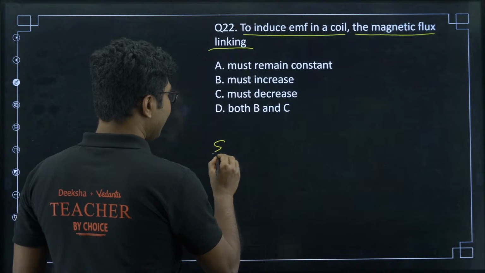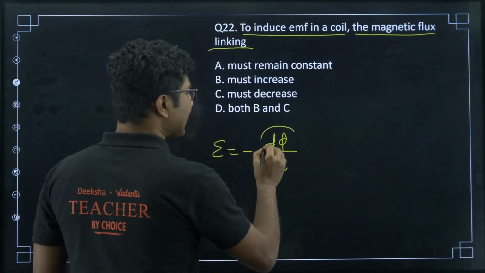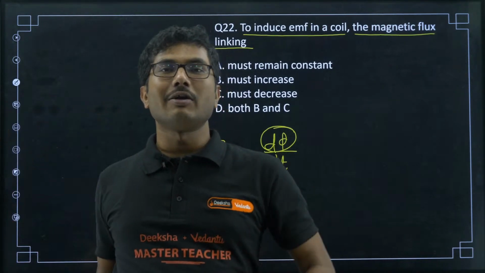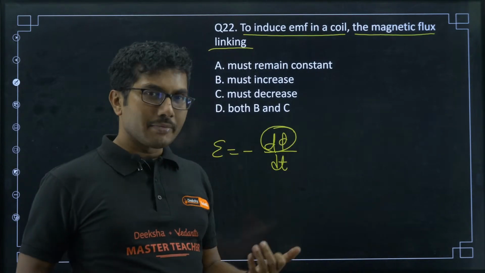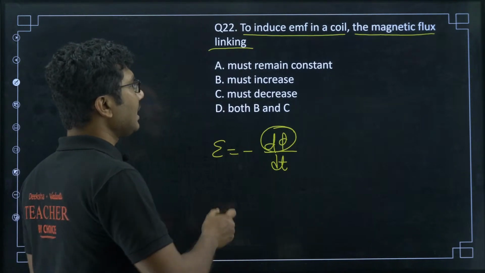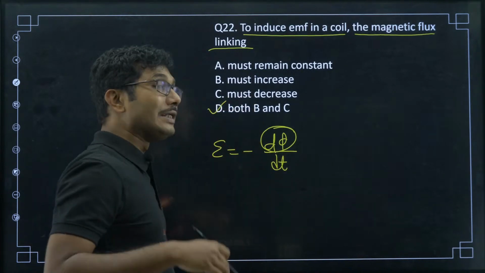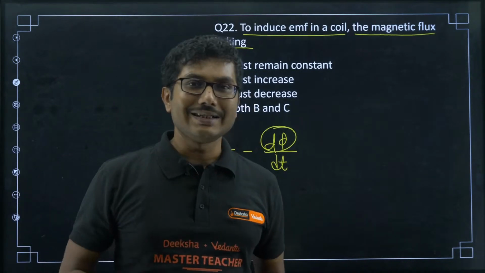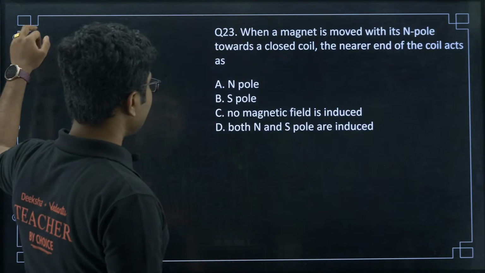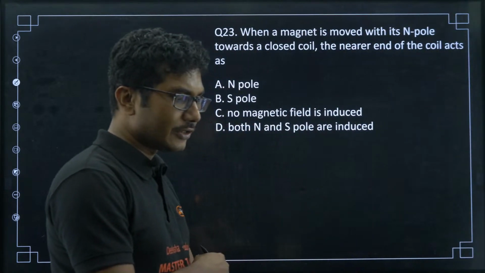It says that induced EMF is minus d phi by dt. So d phi has to be there; it can increase, it can decrease. The polarity of the induced EMF will be different based on whether it is increasing or decreasing. But you have to understand that EMF can be induced no matter if you increase it or decrease it. So both B and C is the correct answer. Pradeep is correct. Uday, your answer is slightly wrong. You have to check your answer once more.